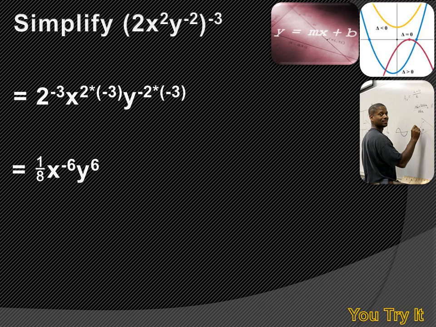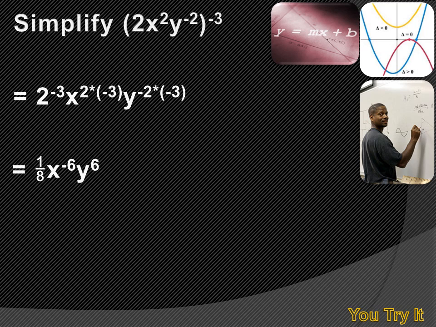Well, now I've got a whole bunch of fractions and non-fractions, and I need to combine these. And it's helpful to me, at least, to think about what should be on the top of the fraction and what should be on the bottom of the fraction. The 8 is on the bottom of the fraction, the 1 is on the top. My next term is x to the minus 6th. Well, x to the minus 6 equals 1 over x to the 6th, so the x to the 6th should be on the bottom of the expression. And my last term is y to the 6th, and that should be on the top of the expression.